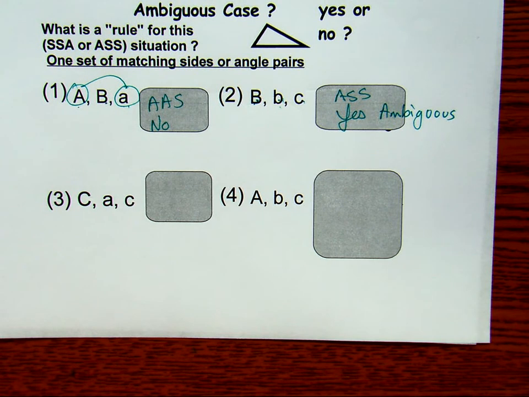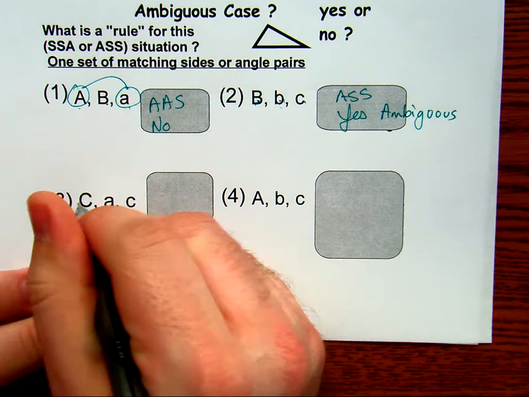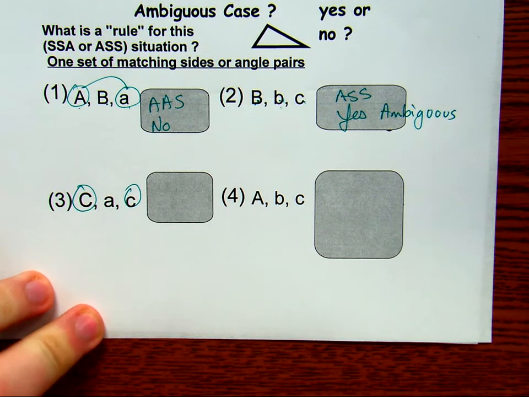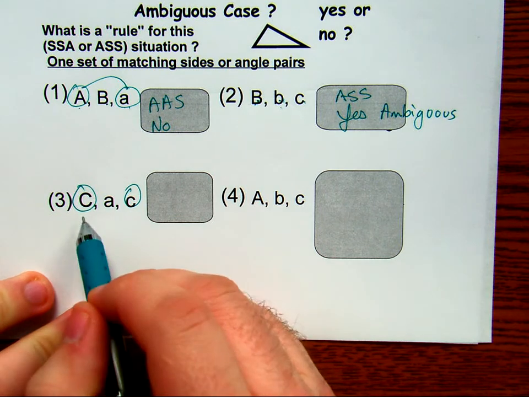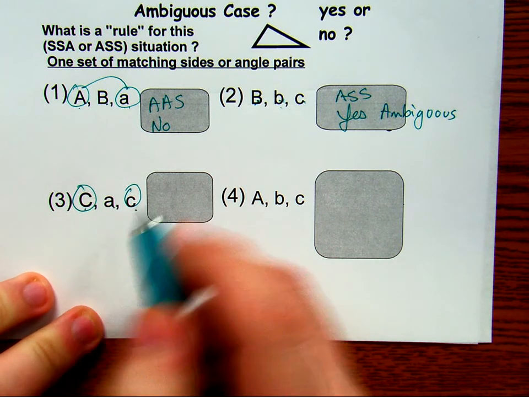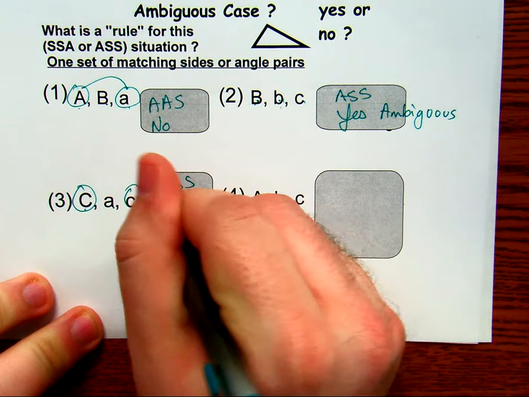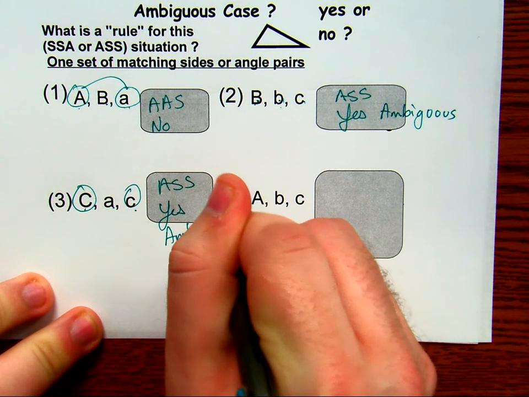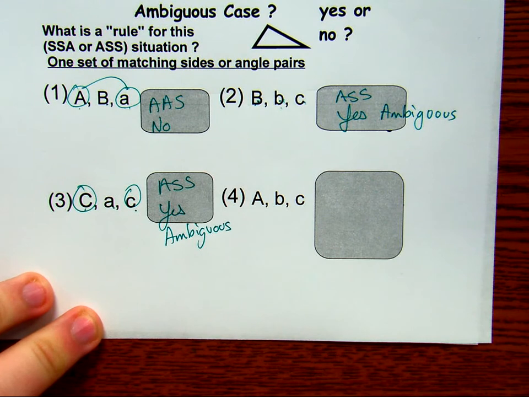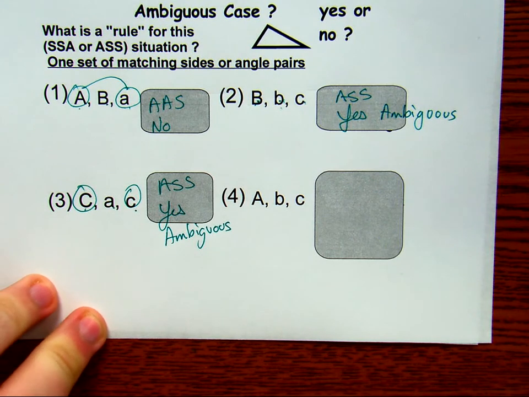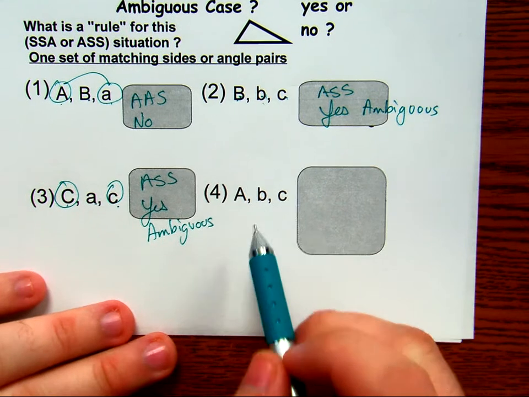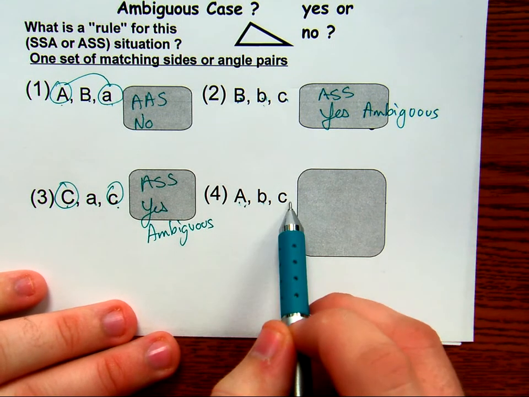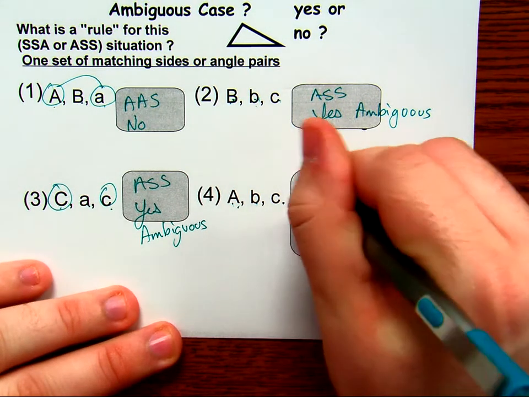Question 3. We do have a corresponding pair again. And it is an angle, a side, and a side again, so yes, this is ambiguous. And then here, we do have an angle, a side, and a side again, but this one's not ambiguous.